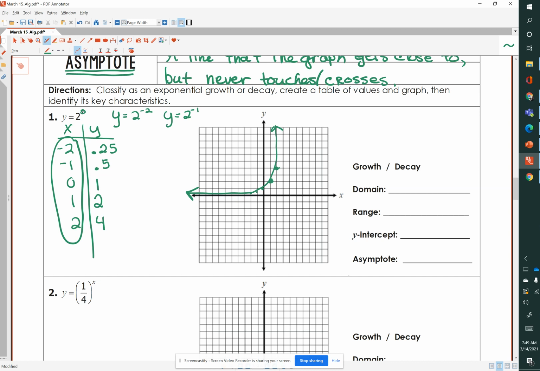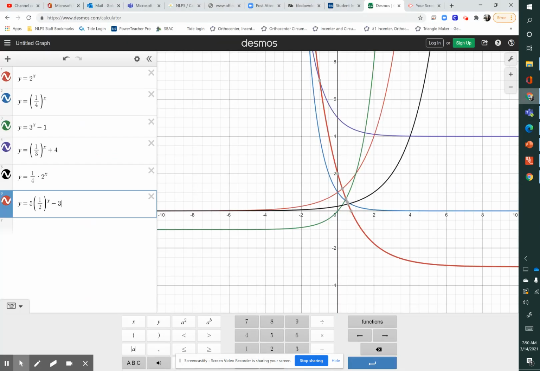And we can take a look at the graph and we can evaluate the graph, whether it's growth or decay. Obviously, this is a growth graph. And we can evaluate the domain, the range, the y-intercept, and the asymptote, the line that the graph gets close to but never touches and never crosses. So let's take a look at this on Desmos.